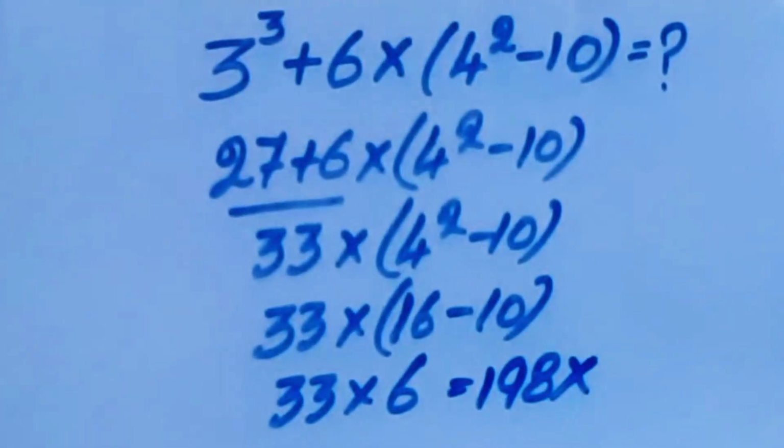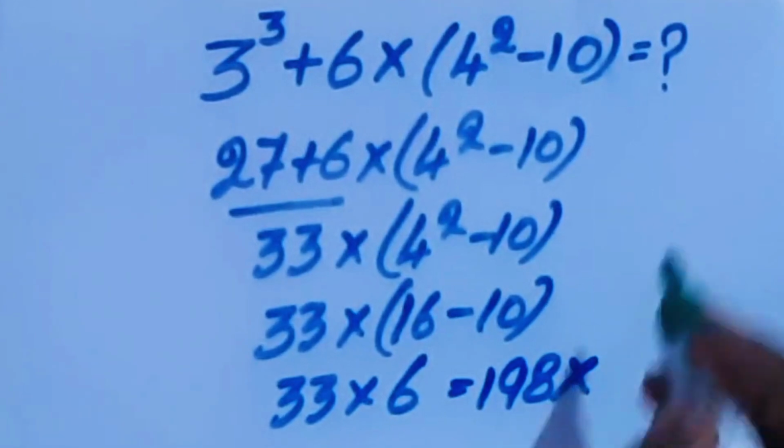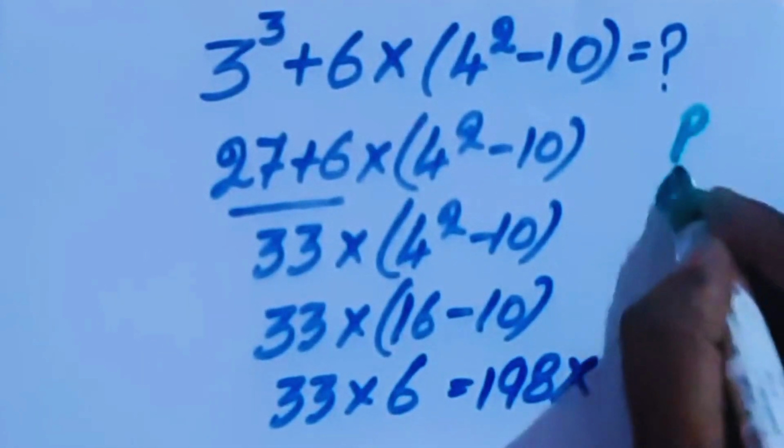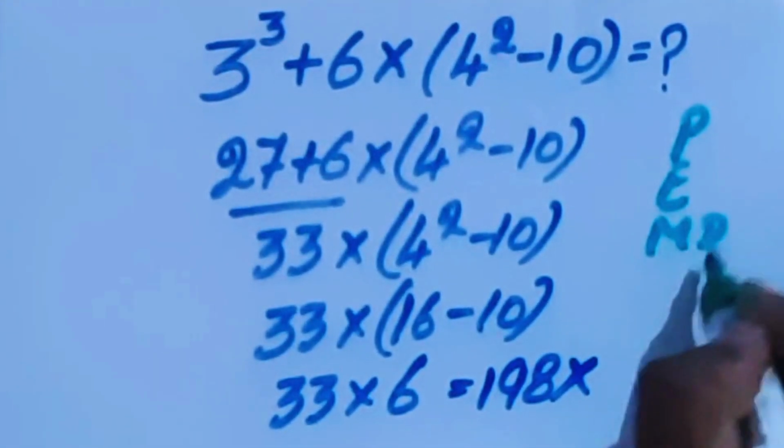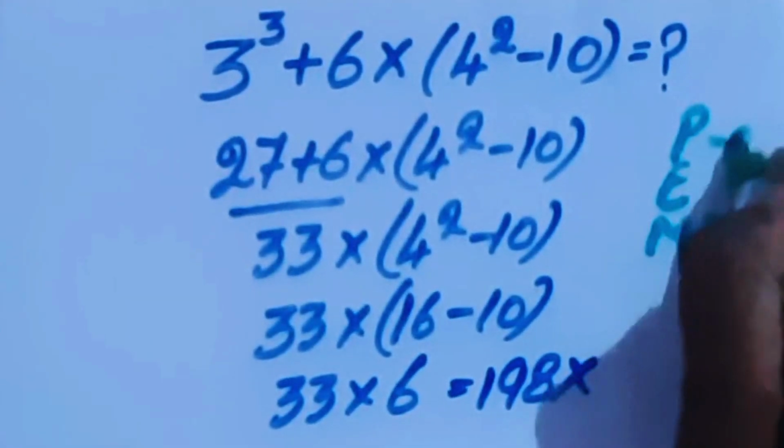198 is the wrong answer. As per this order of operation, this 198 is the wrong answer. Here we are going to introduce this PEMDAS rule from order of operation. This is a bracket, higher priority.